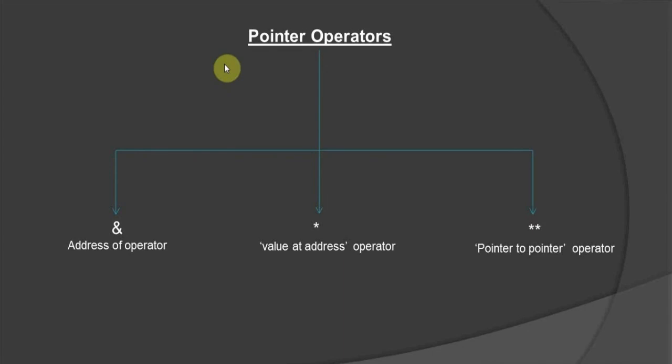Now we will talk about pointer operators. Basically there are three types of pointer operators. One is ampersand, which is called the address of operator, and another is star, which is called the value at address operator. Then we have double star, which is called the pointer to pointer operator. We will be seeing sample programs so that we can understand all these concepts which I am explaining theoretically. In those programs we will be using these operators and we will see their significance.